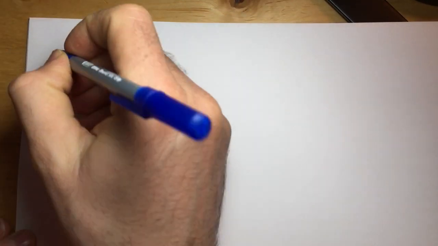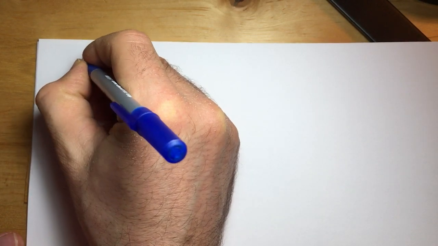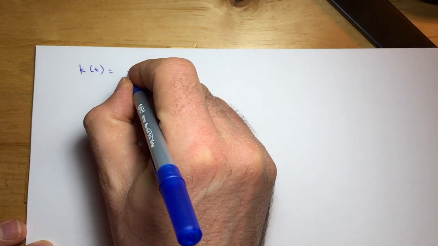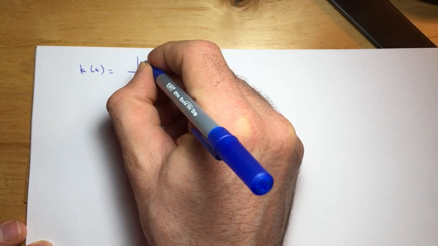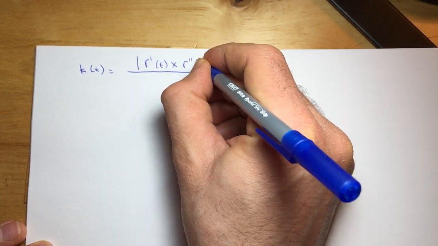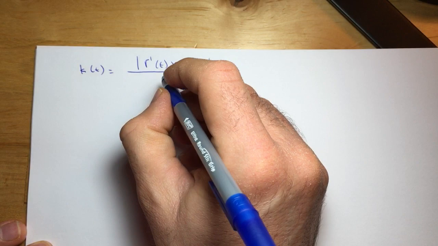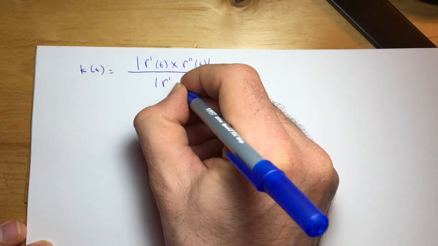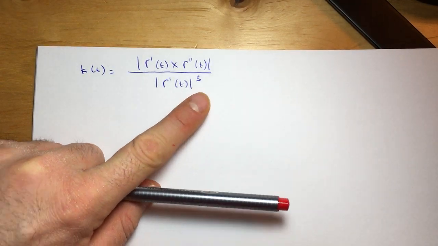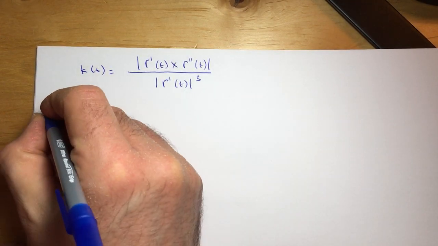Now we're going to come up with another formula for the curvature. We're going to show that the curvature of a vector function can be expressed as the magnitude of the cross product between r prime and r double prime, over the magnitude of r prime cubed. Okay, so let's see that.